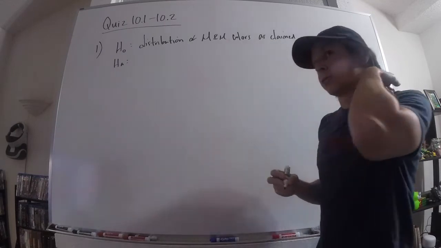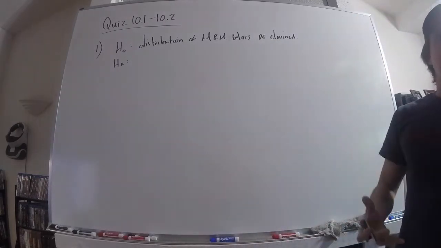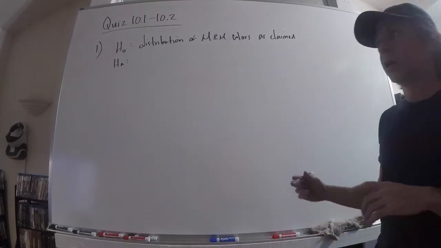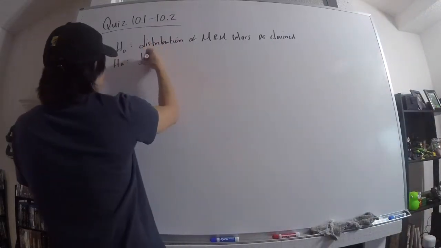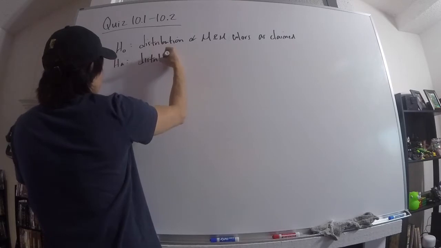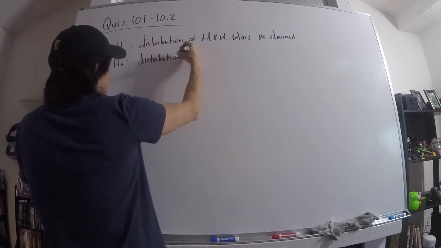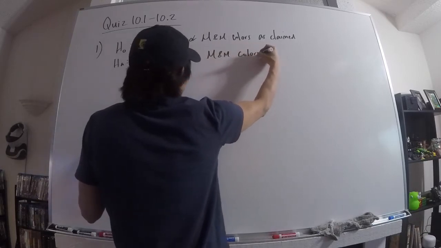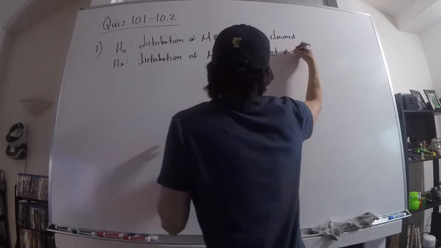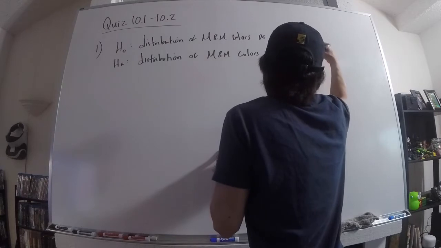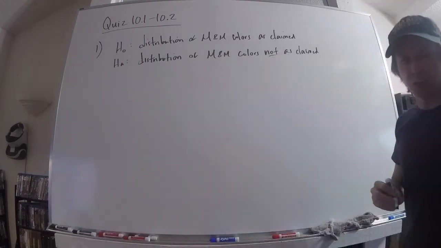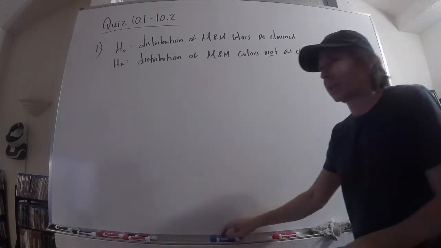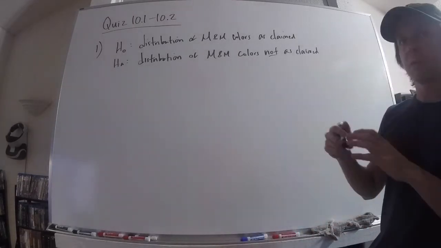meaning the null is that you do have 30% brown, 20% yellow, and whatever they said are the proportions. And HA is the distribution is not as claimed, or something to that effect. So it's not an equation or an inequality, it's more just whether these proportions line up with what they're supposed to according to the claim. Okay, so that's good enough.